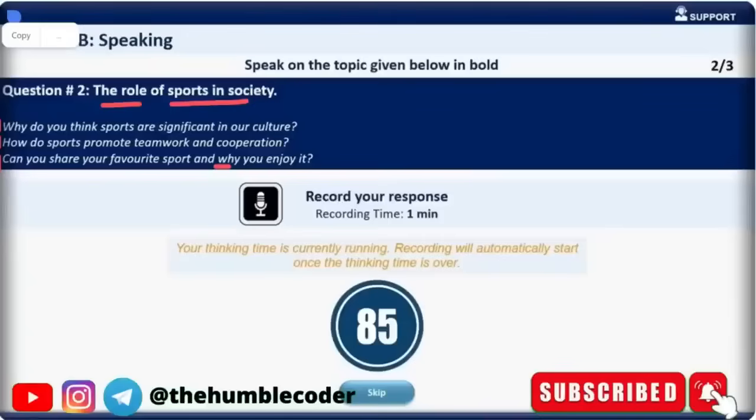In team sports, players must communicate effectively, strategize, and work collectively toward a common goal. These skills not only create a strong bond among players but also translate into life and work situations.